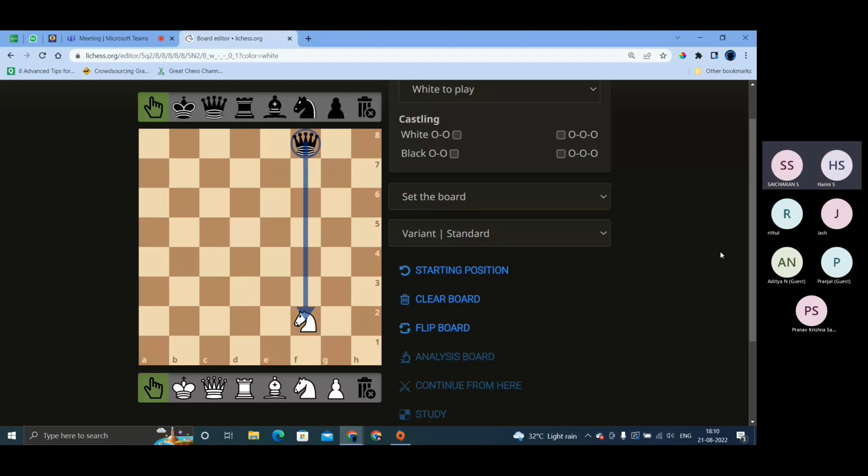So you have to first find where the F file is. There are so many light squares, so many dark squares, 32 of them. Be specific. F3. Okay, the queen is controlling F3. Then F4. Then F5, F6.